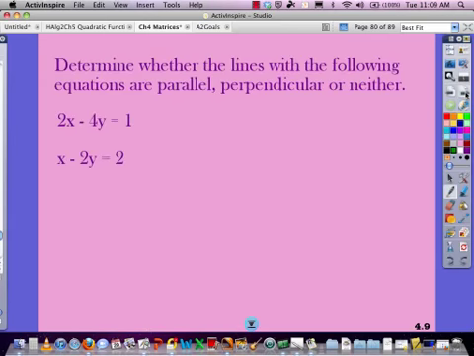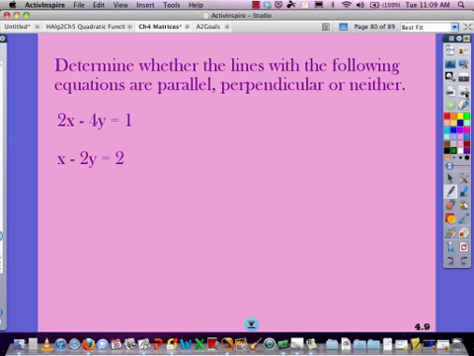So let's start with just some questions. Based on all those facts that we know about parallel and perpendicular lines, determine whether the lines with the following equations are parallel, perpendicular, or neither. Now, you truly could take these equations and rewrite them, get y by itself, graph them, do all of that. But we have some shortcuts that we definitely want to be using.